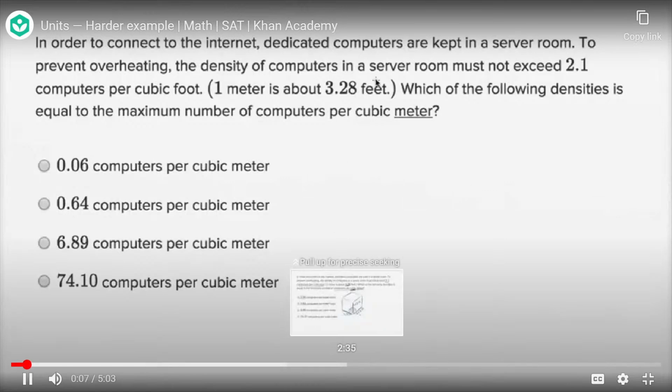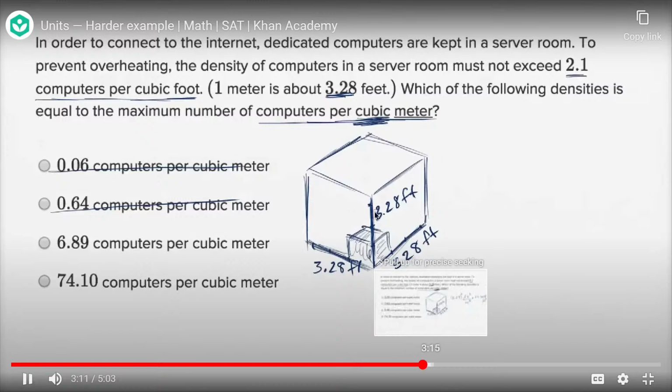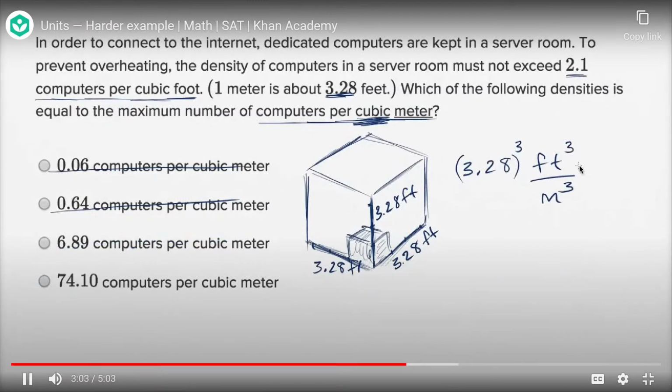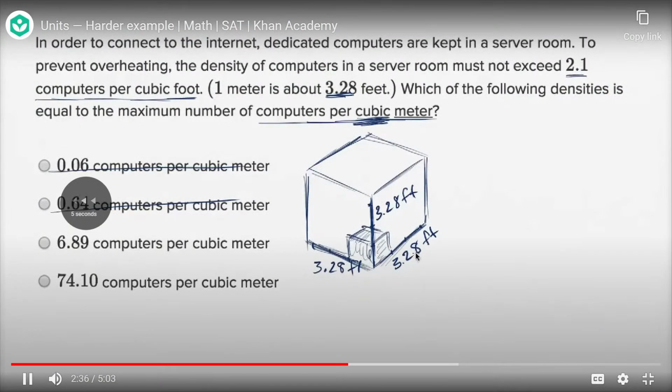To prevent overheating, the density of computers in a server room must be at least 2.1 computers per cubic foot. Which of these is the density in computers per cubic meter? And something larger than 20, I would pick. Now, if you had a lot of time, you could multiply the density in cubic feet, so 3.28 to the third power cubic feet, times 2.1, something like this.